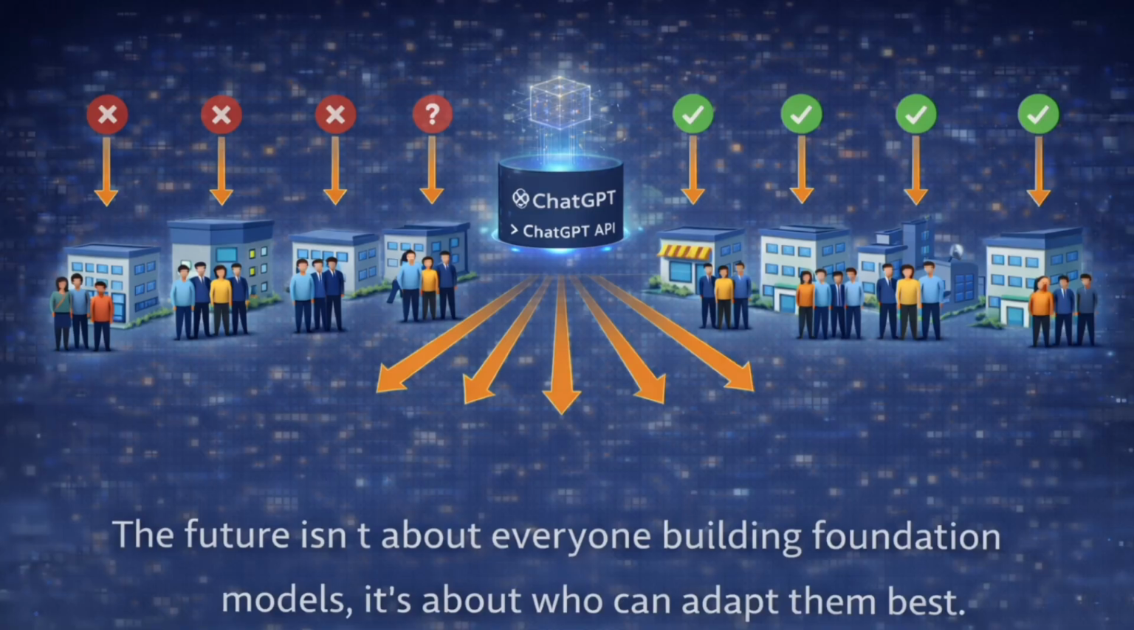So by now we have clarity on why it is next to impossible to create a foundational AI model. Now the future isn't about everyone building foundation models, it is about who can adapt them best. That is why roles like AI engineer, prompt engineer and AI developer are becoming so important. Not to build the foundation, but to build the intelligence on top of it.